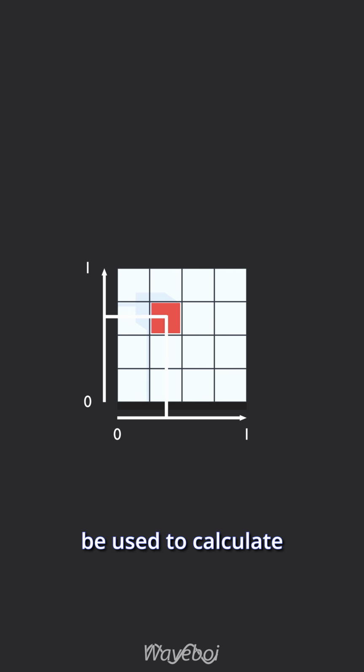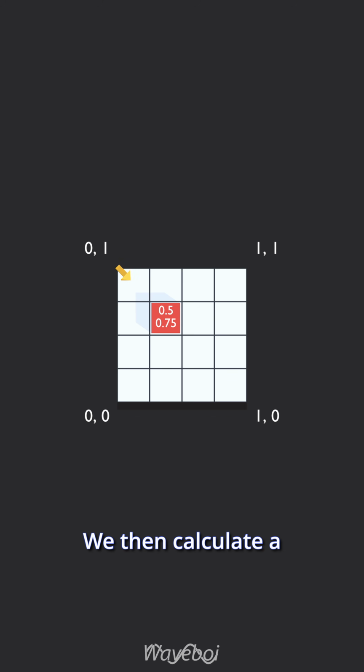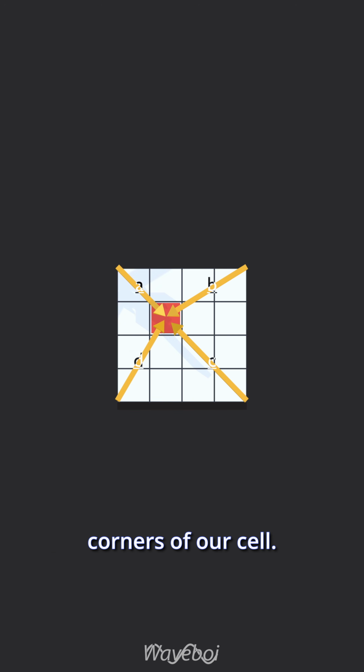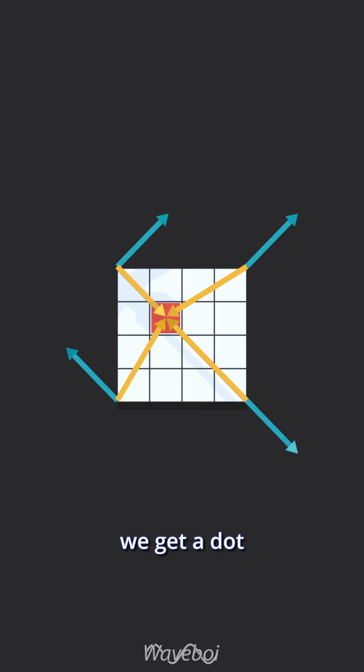So this can then be used to calculate the pixel's position within that cell, what we'll call the pixel's cell UV. We then calculate a vector going from a corner of the cell to the cell UV using both the cell UV and corner coordinates. We then repeat this for the other corners of our cell. Now, with our 4 corner vectors, we get a dot product between a corner vector and the gradient vector of its respective corner. Once more, we repeat this process for the other 3 corners, giving us 4 dot products, 1 for each corner.